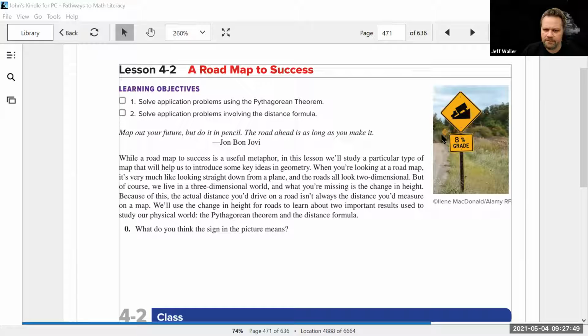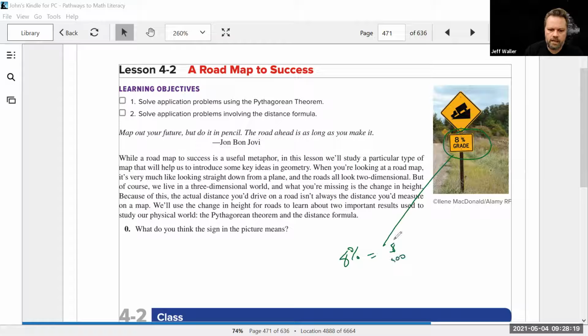What does this mean? 8% grade. Is it the angle? Okay, it's related to the angle. Now, we're not going to get into trigonometry all of a sudden, but does somebody know what it means relative to what we've discussed very recently? Is it the slope? Slope. I love it. What is 8% as a fraction? 8 over 100.